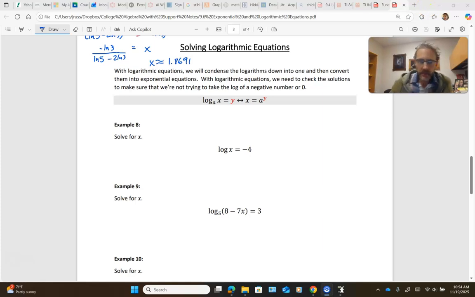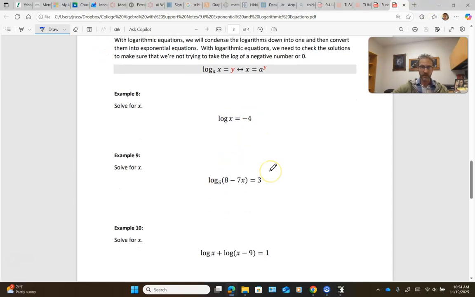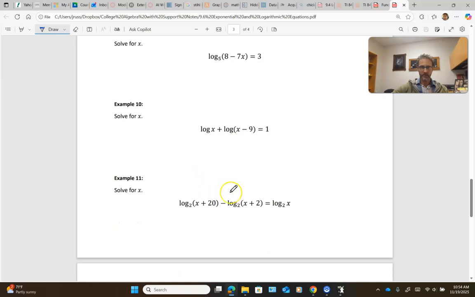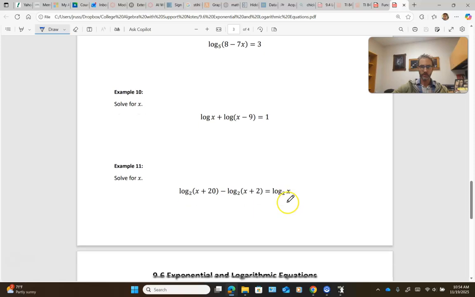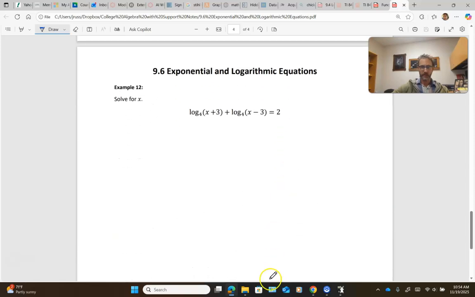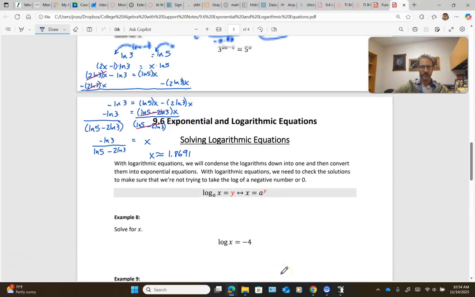Okay, welcome back, guys. So we're going to finish up 9.6, and we're going to look at solving logarithmic equations. So these are just equations that have logarithms in them, okay? So you can see some examples here. Sometimes they may only have 1, 2, 3, okay? Alright, so we'll get started.